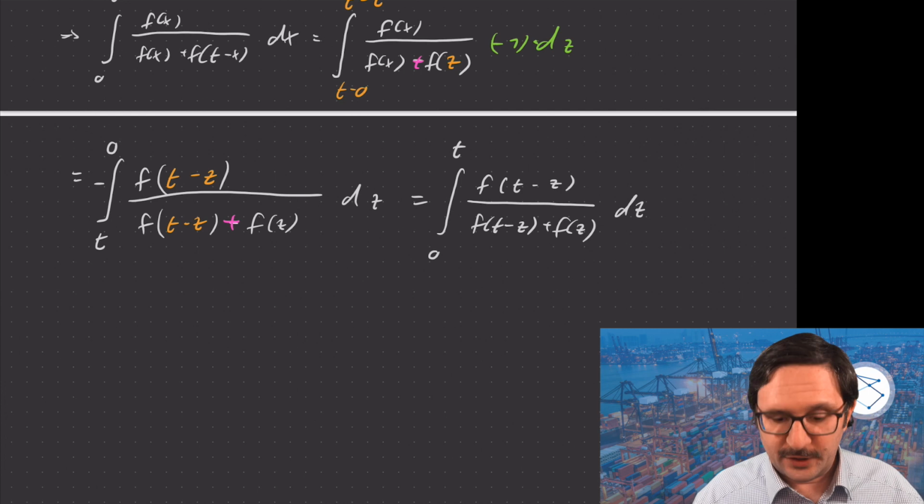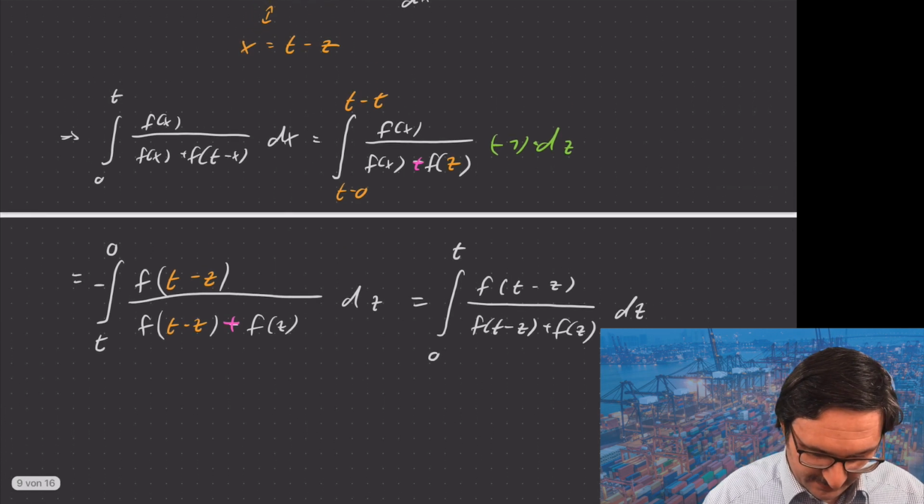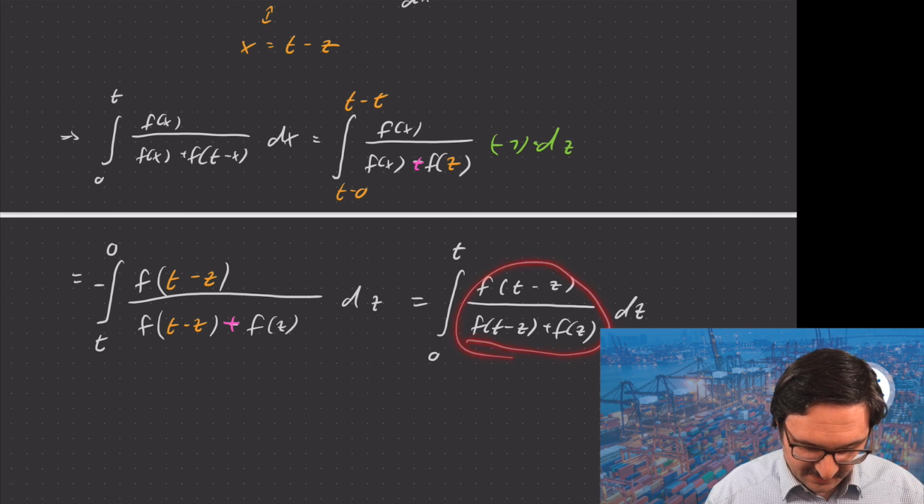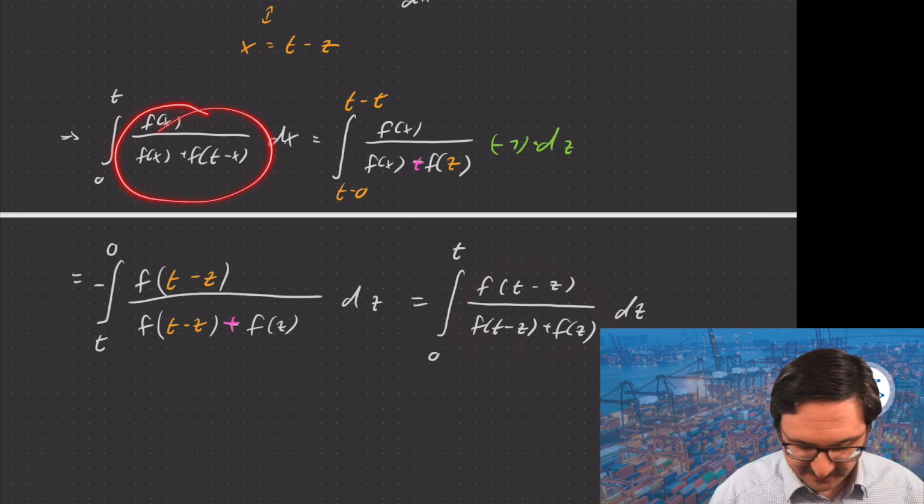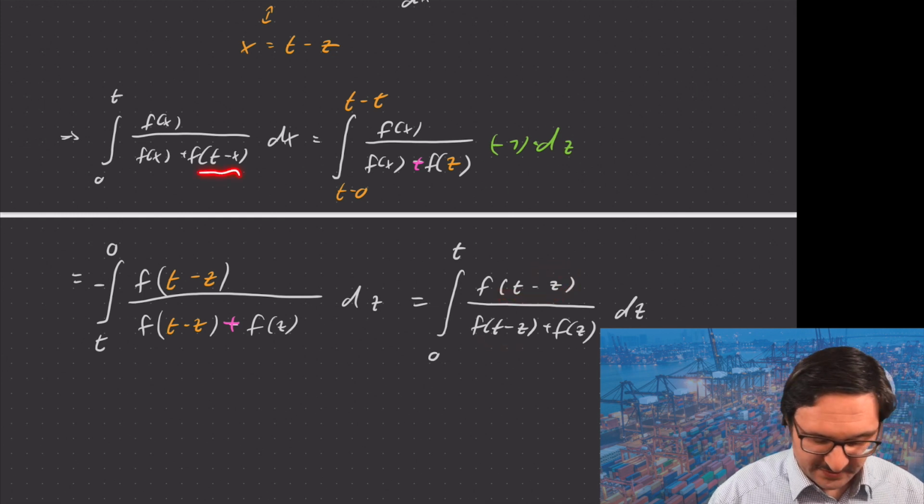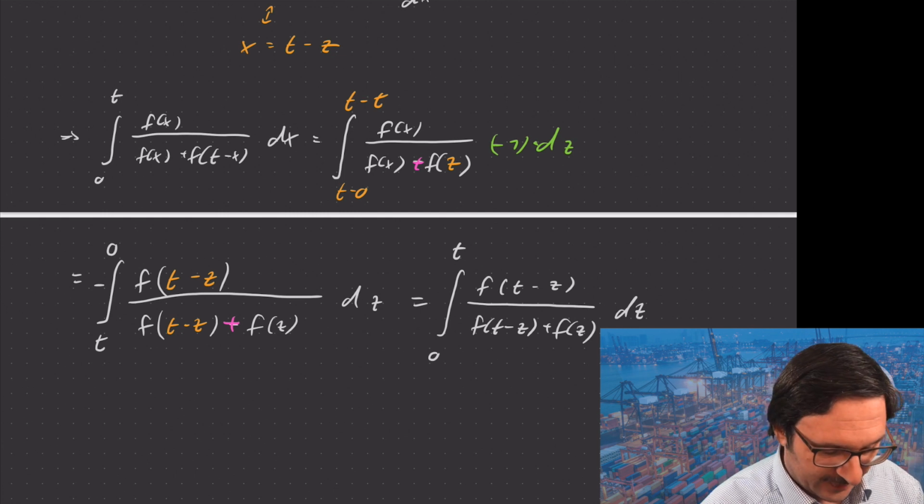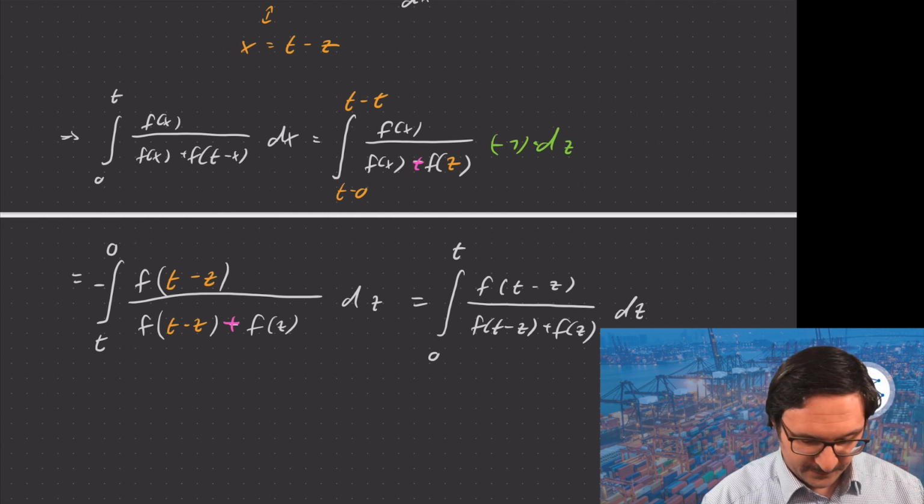Okay, now what have we gained by this? Not a lot, right? So this here looks almost the same as this. In fact, even more complicated, right? We have this t minus z twice. Here we only had that once. But what we have gained is the knowledge that the value of this integral and this integral is exactly the same.